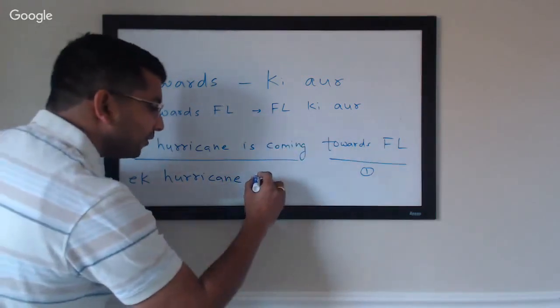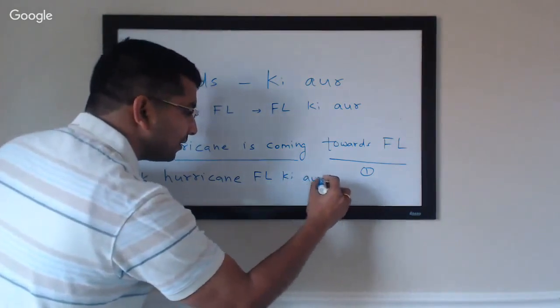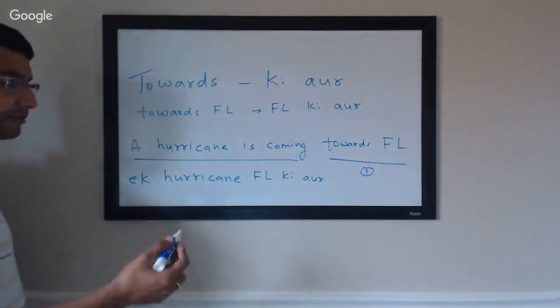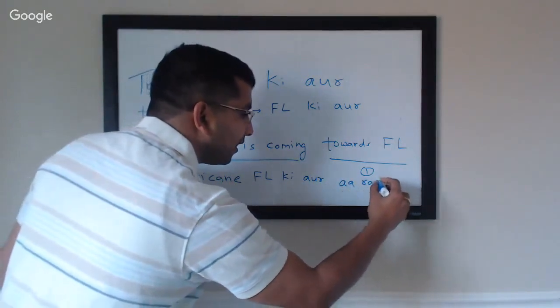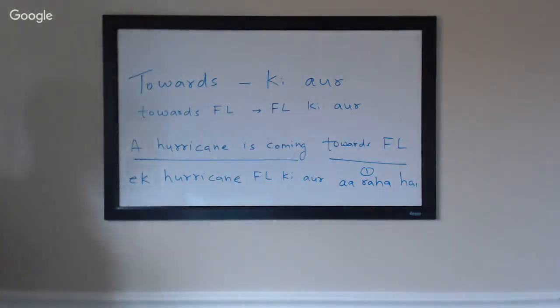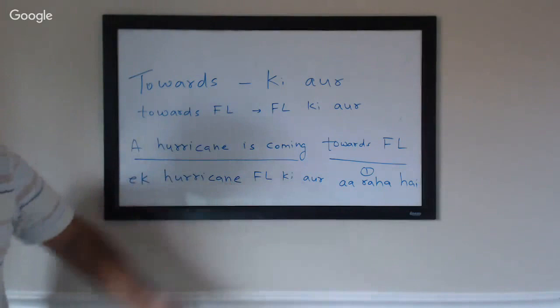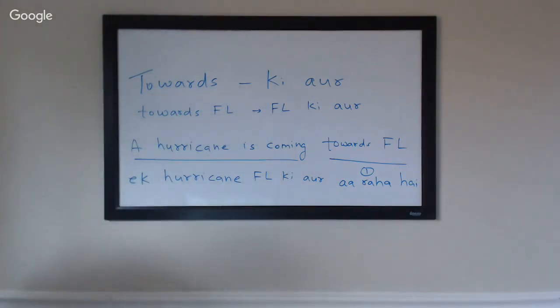Now you say Florida की ओर, and the verb is come, which is आना, right? So की ओर आ रहा है. A hurricane is coming towards Florida. एक hurricane Florida की ओर आ रहा है. So I think most of you pretty much understood this part.